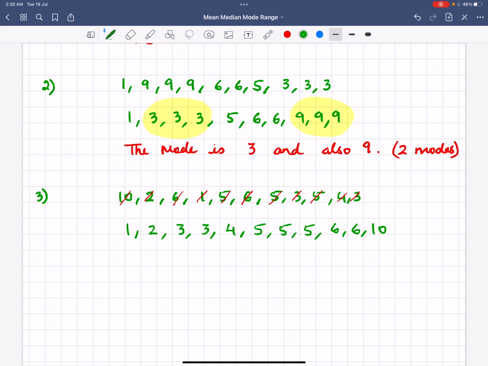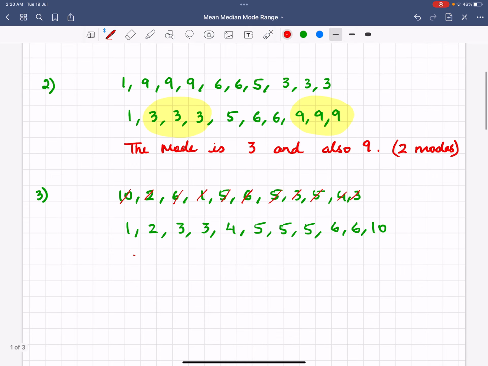So which is the number that appears the maximum number of times here? We have the number 3 coming twice, 6 twice, and the number 5 coming 3 times. So obviously the number 5 will be our mode here. So the mode is 5, and that is our answer.